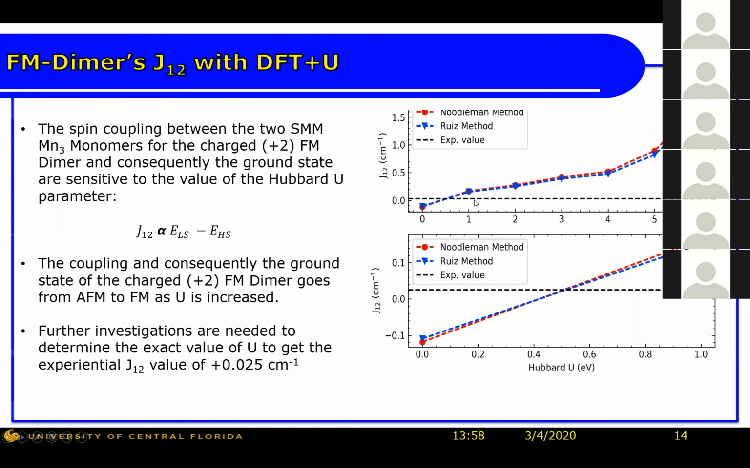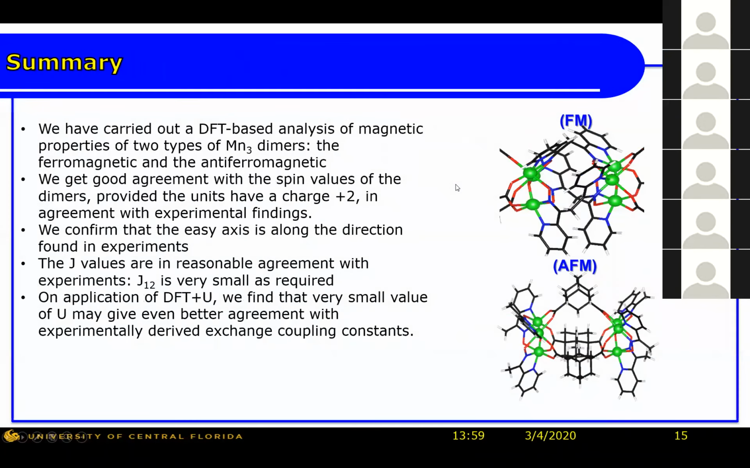You can switch the sign of it for both the ferromagnet and the antiferromagnet by applying a very small amount of U. We think that it is so small that it is probably not worth worrying about. And for all practical purposes, this J12 is essentially zero. It's very, very small. I guess I spoke very fast over here.